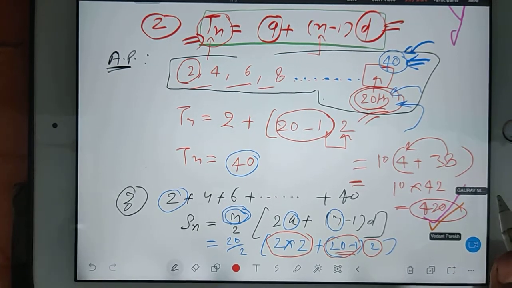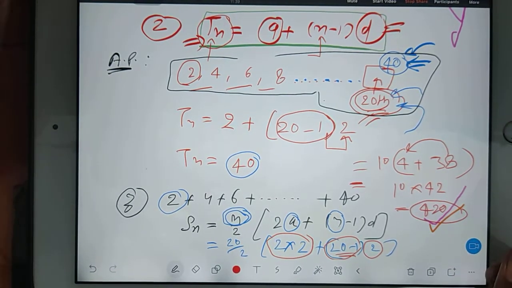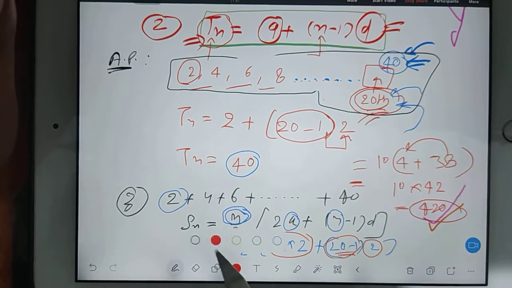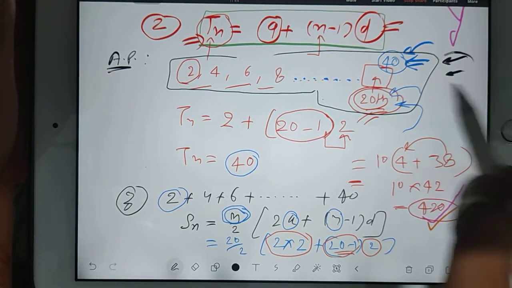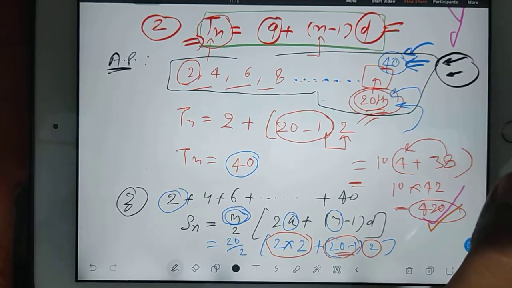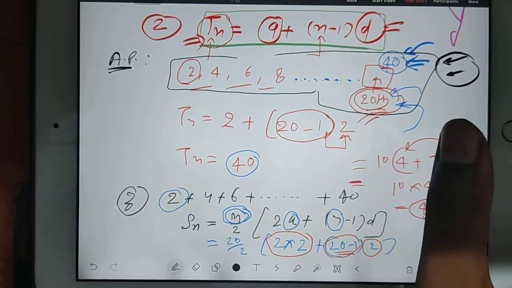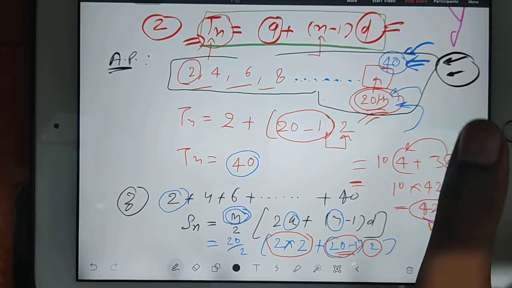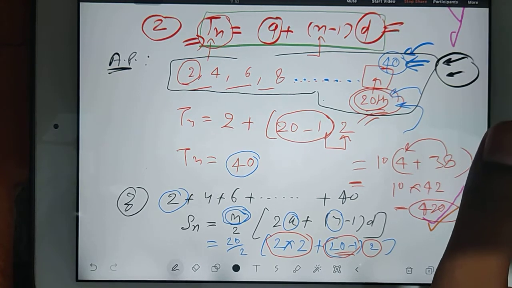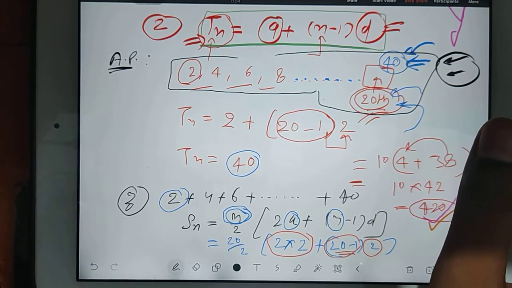Okay, very good. Now these are the basics of this. We have more basics in AP, but we don't have to deal with AP in detail. We have to know AP so that we can use it as a tool. Now we are going for GP. There is something called GP, geometrical progression.